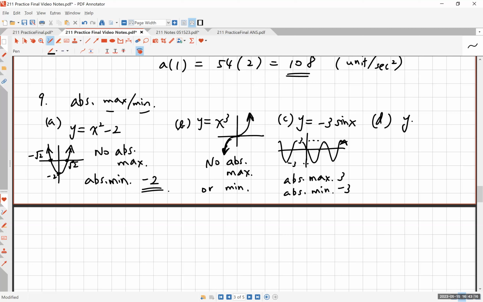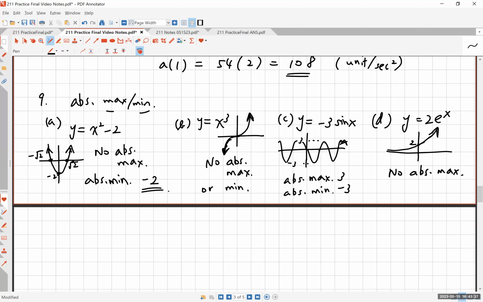The last part D of this question is 2e to the x. The exponential function, even though it's multiplied by 2, is basically the same shape. It grows exponentially. Clearly, as x approaches infinity, y approaches infinity, so there is no absolute maximum.